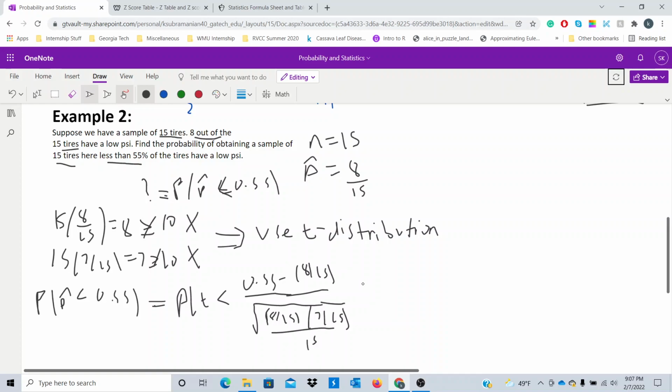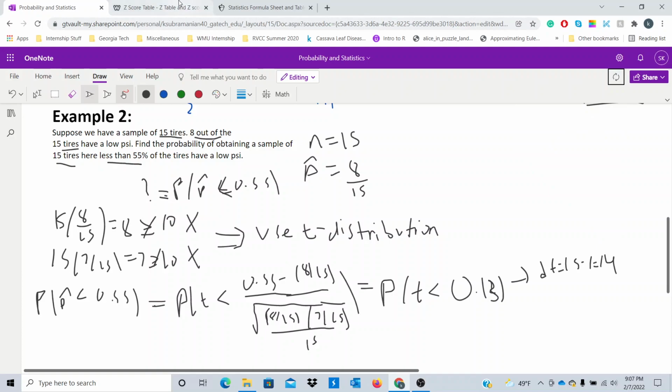So that will give us the following probability where the t-score is less than... Let me punch this into my calculator real quick. So that will be getting a t-score of less than 0.13 approximately, right? And because we have a t distribution, we know the degrees of freedom is 15 minus 1, which is 14, right?